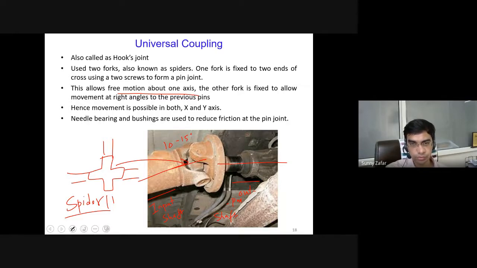I will just show you some more schematics of this universal joint for more clarity. The spider is held in place by needle bearings and bushings, which are there for reducing the friction at this pin joint.